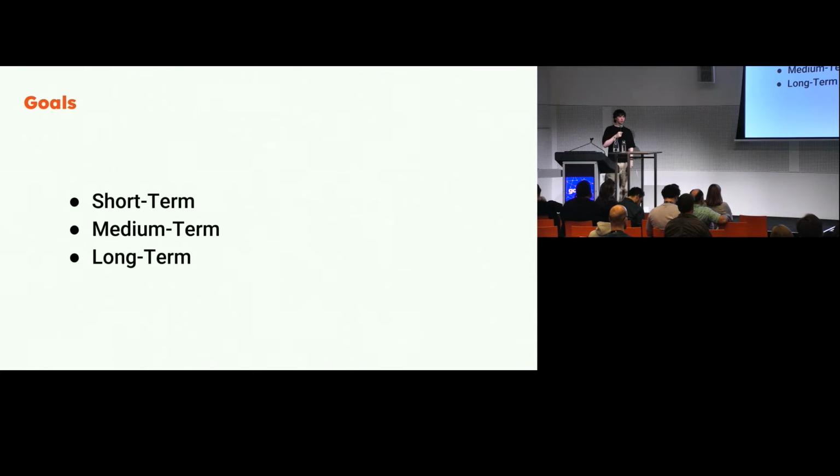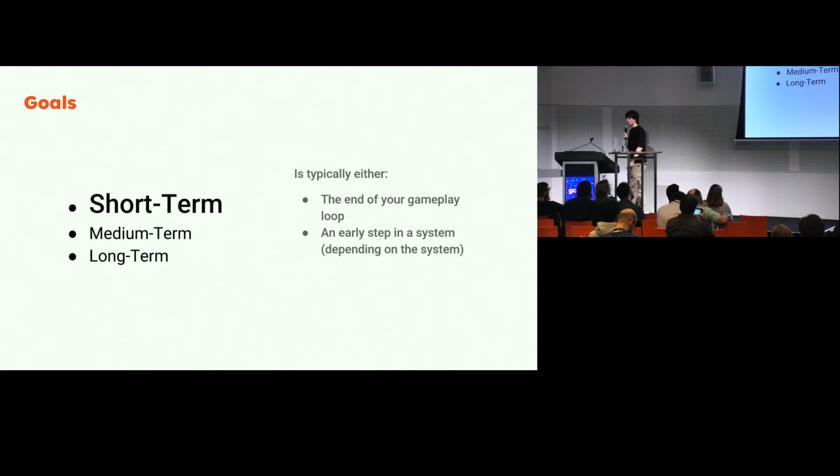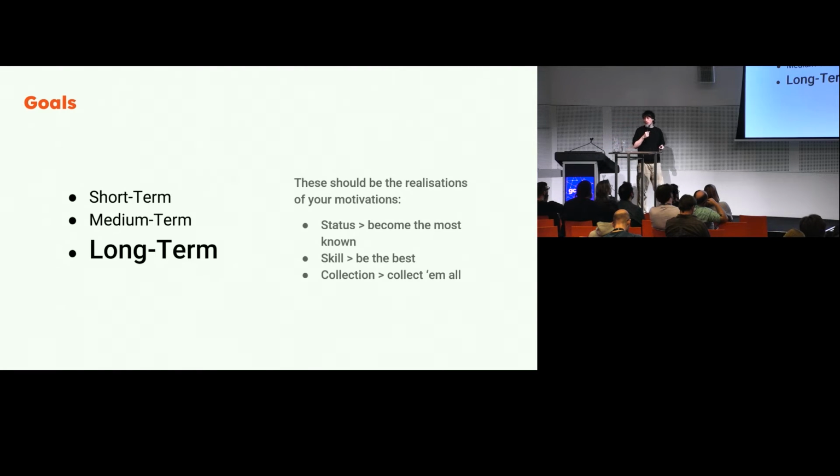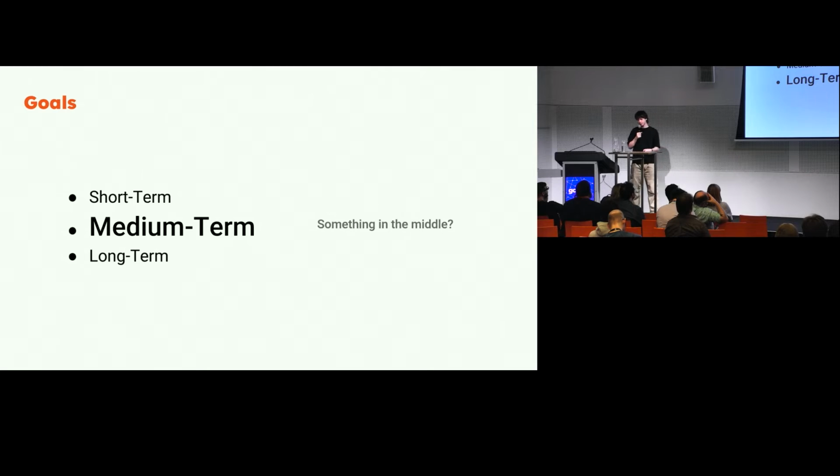Cool, goals. So we won't touch on goals for too long. Hopefully you're somewhat familiar. Short, medium, long-term goals, not groundbreaking. We've got short-term goals, so this is typically the end of your core gameplay loop, or it's an early step in the system. We've got long-term goals, which are ultimately the realizations of these motivations in a lot of cases, right? So if my motivation is status, it's about becoming the most known, or the most famous. Skill is about being the best, the most skilled, and collect them all.